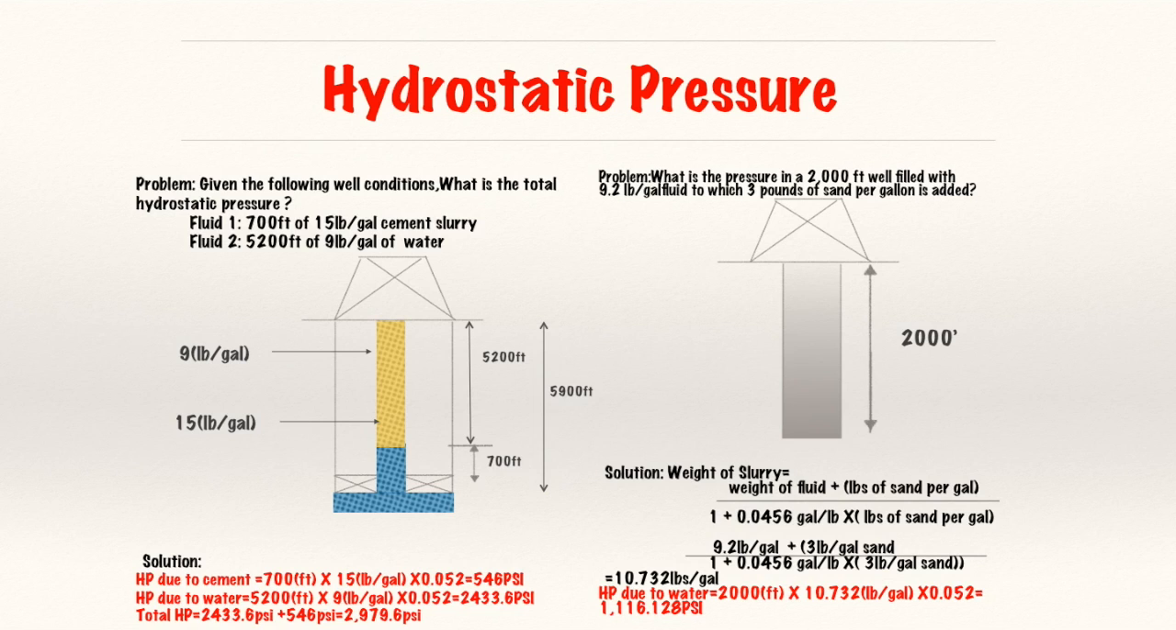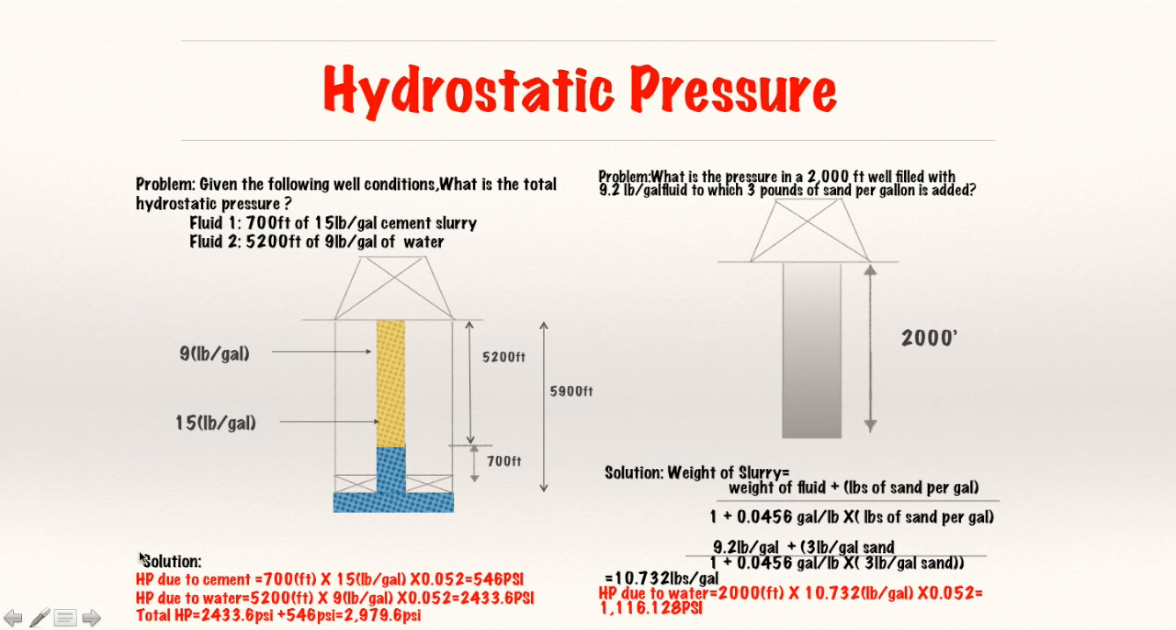The last example for hydrostatic pressure. Given the following well conditions, what is the total hydrostatic pressure? I have fluid 1 of 15 pounds per gallon cement slurry, and fluid 2 of 5,200 feet of 9 pounds per gallon water. So I have my water, this is the yellow color for water, and I have my cement slurry, which is my 15 pound per gallon cement slurry. So my question is, what is my total hydrostatic pressure? So I have the total depth of my well, I have everything.